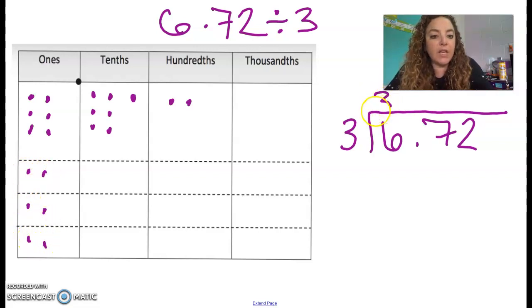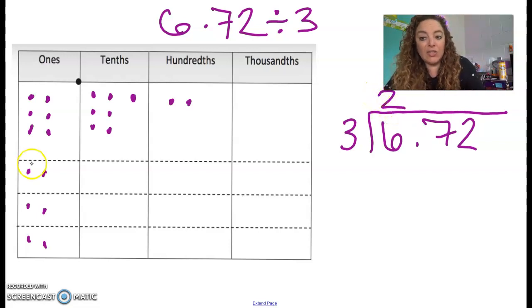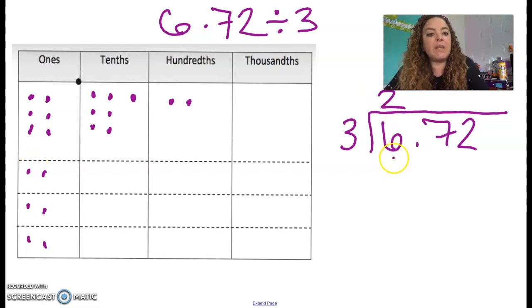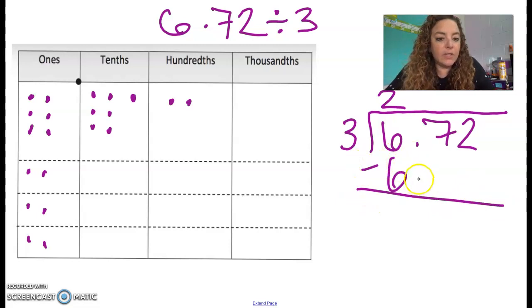So I'm going to put that 3 up here. 3 times. Oh, that's not correct. It didn't go in there 3 times. It went in there 2. Okay. So we're going to put the 2 up there, right? There's 2 per box, which makes 6. So then we're going to subtract out, and we always bring our decimal straight up when dividing, just like the way you do with addition and subtraction, it just automatically goes straight up.